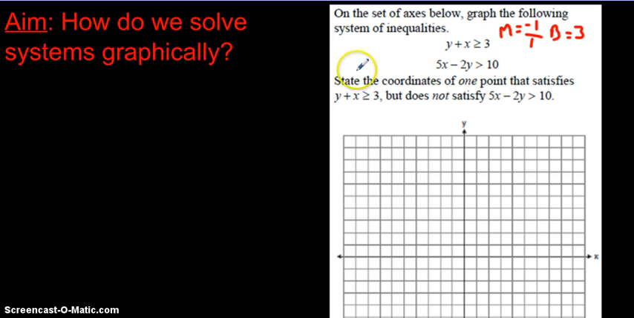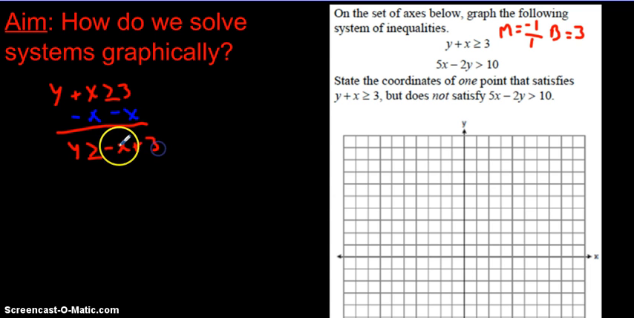So that's 3, and I'll do it over here just so that there's no confusion. Subtract x from both sides. And we get y is greater than or equal to negative x plus 3. So the slope is negative 1 over 1, and the y-intercept is 3. So rather than take the time to solve it, you can just do it that way.